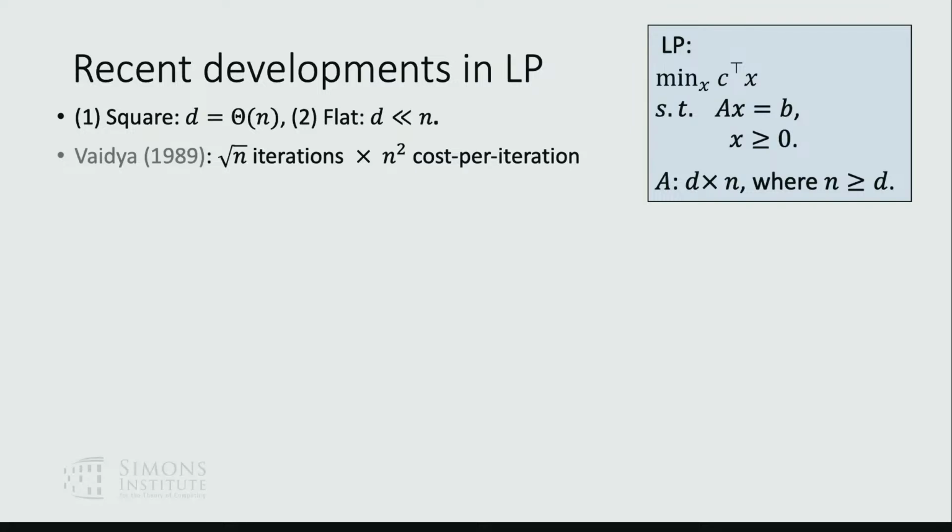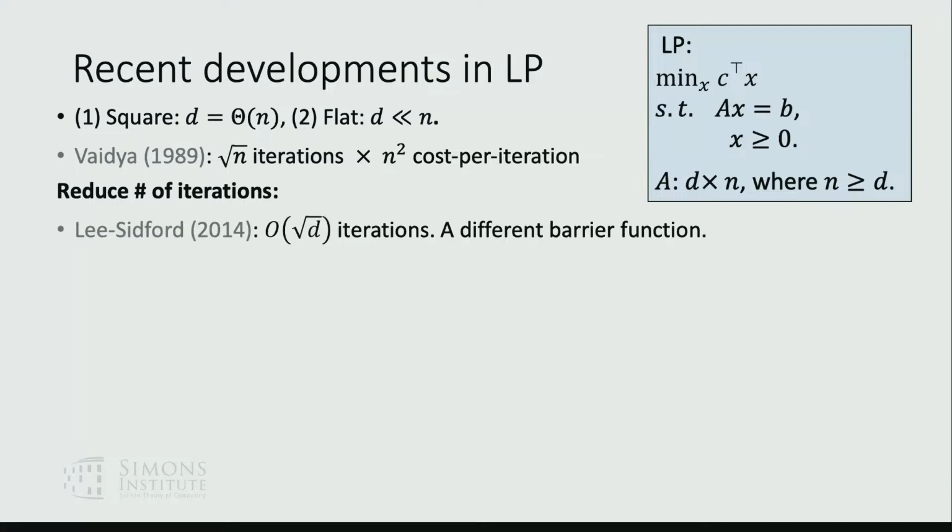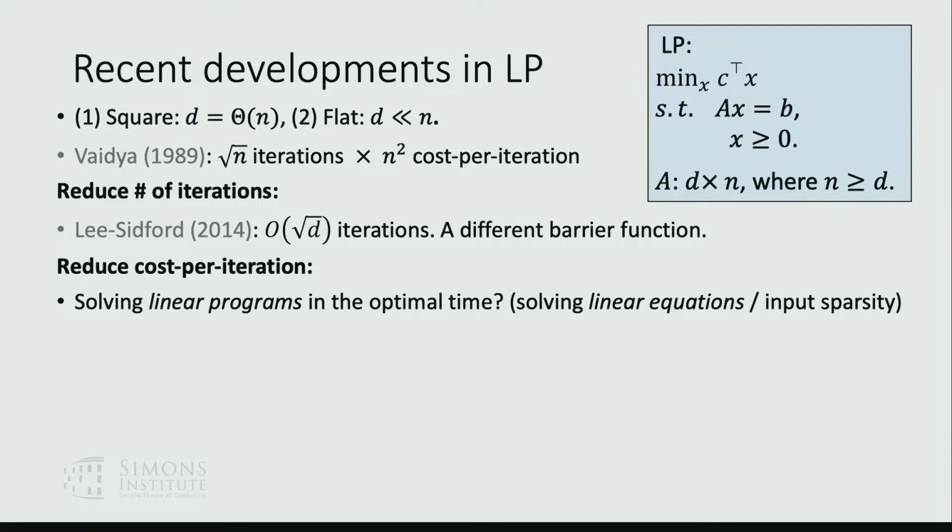Okay. And then there has been recent work on both sides. Let me just quickly mention, on the side of reducing the number of iterations, there's a seminal paper by Lee and Sidford, which gets root d iterations, and they use a different barrier function. So they change the IPM itself. And on the side of reducing the cost per iteration, all the recent work follows on trying to answer this broad question: can we solve linear programs in optimal time? But what do we mean by optimal time?